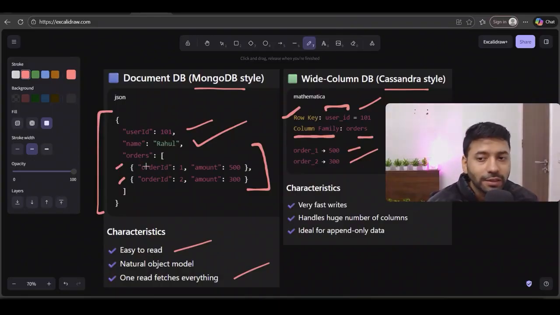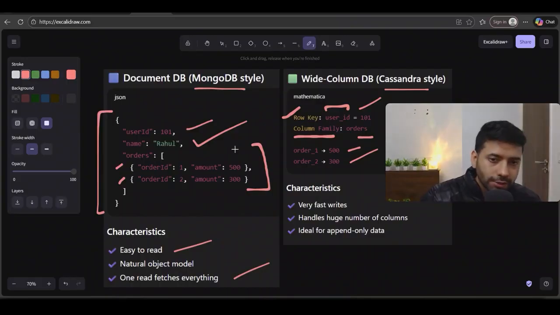Here you can see this data is stored at a nested level. This was the start of the JSON, and you can see this is the nested level where we have provided all the information of the orders. When we talk here, this information comes in the column. So if you have another order, a new column is created here. Okay, so what are the characteristics of wide column database?